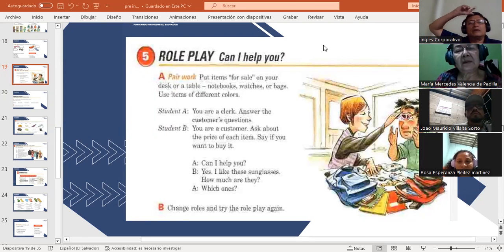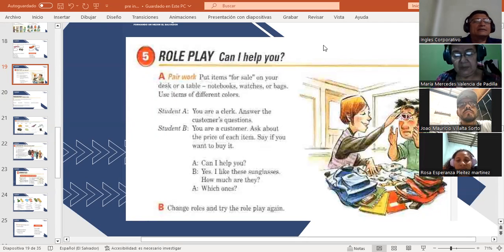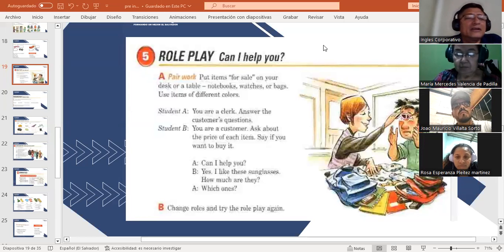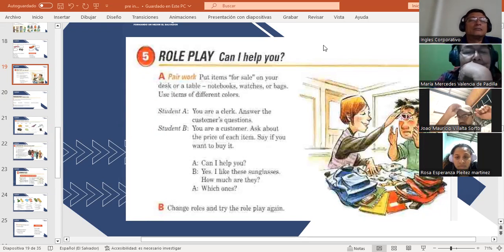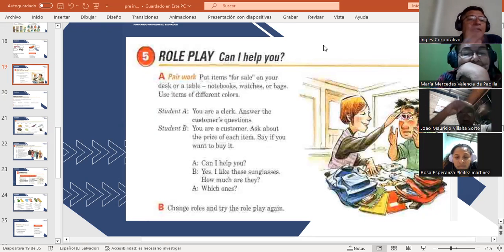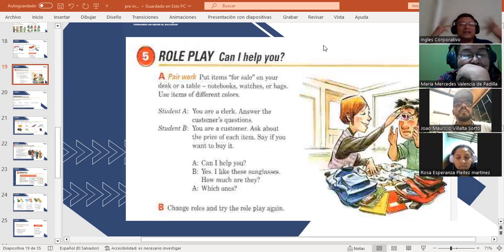Example, Joao is wearing a cap. Rosa can ask, yes, I like that cap. How much is it? He's going to say, which one? And you say the color of the cap. What color is your cap? Beige, green? It's brown. Brown, okay. Which one? The brown one. Oh, it's $10. $10, yeah? Okay, example with the things that we have.